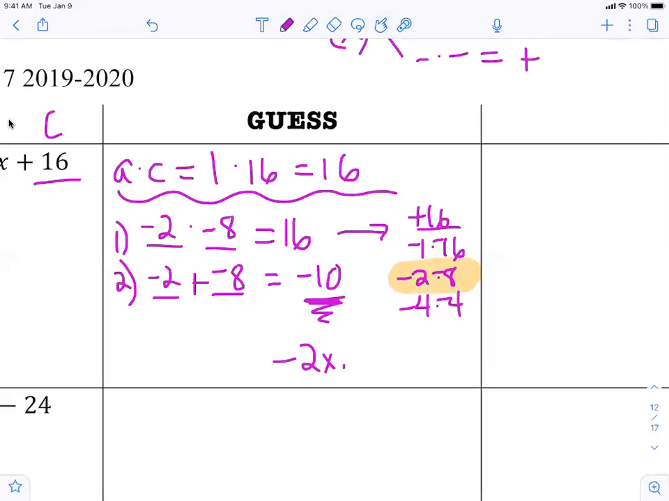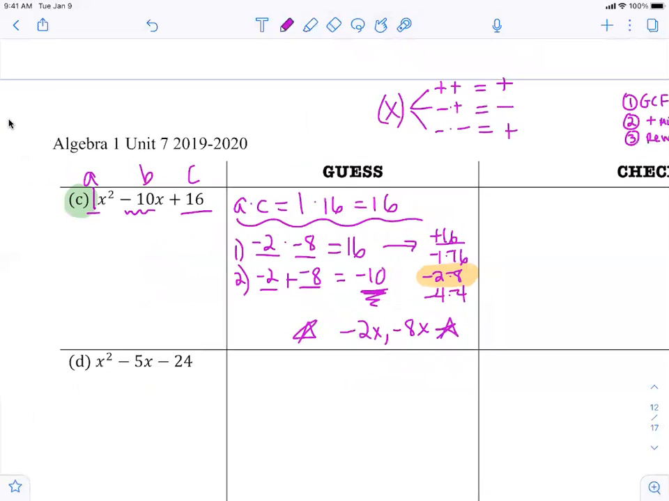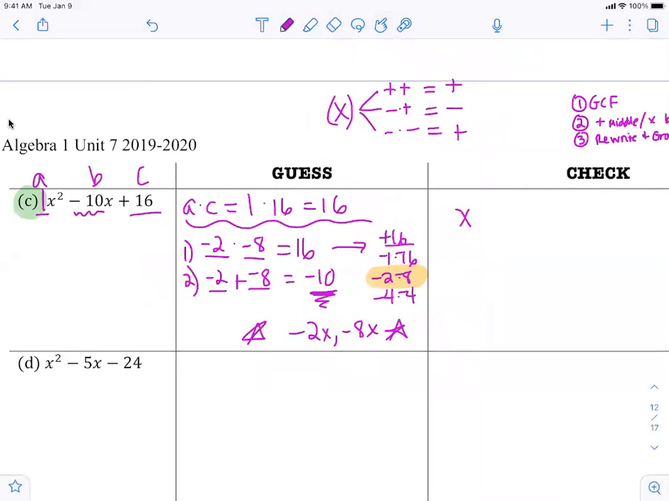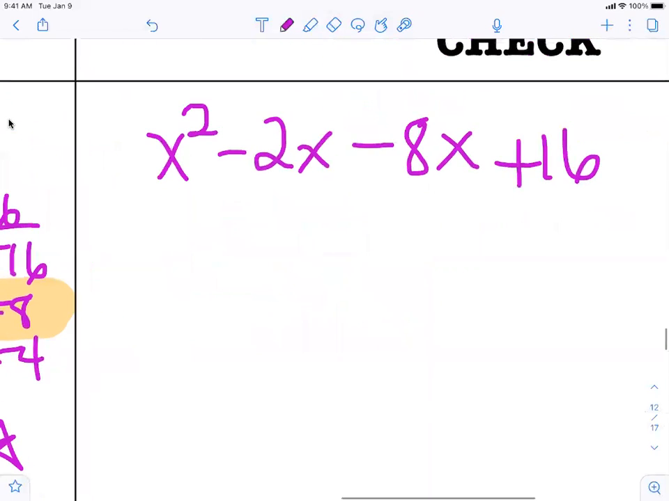So negative 2x and negative 8x, these are our middle numbers. I'm not going to circle it because, again, it's not our final answer, but we are going to use it to go ahead and factor. We keep the first term, keep the last term. Those become my middle terms. And now we group and go.